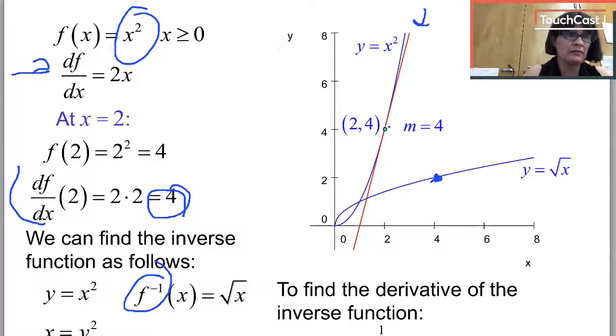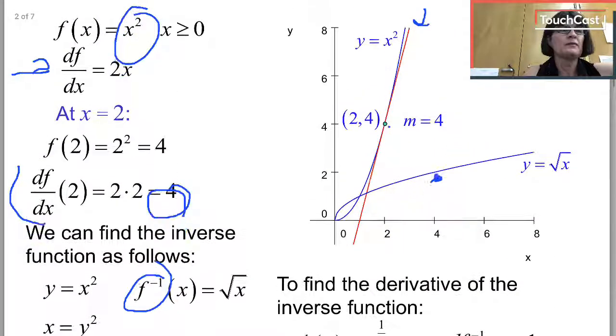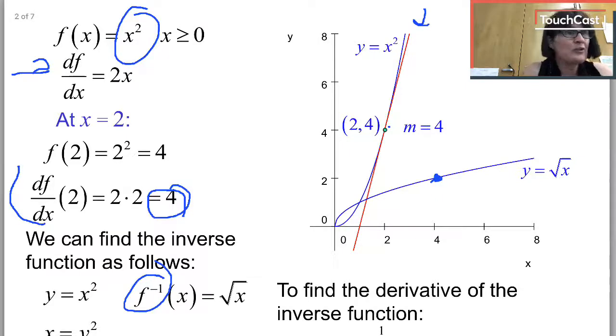I can compute the derivative of square root of x and evaluate it at that corresponding point, at the place where x is 4 and y is 2. You can see that work down here. And it turns out the slope is 1/4. So we can use lots of cool math to figure it out, but this is the big idea here. The slopes of inverse functions are reciprocals at their corresponding points.